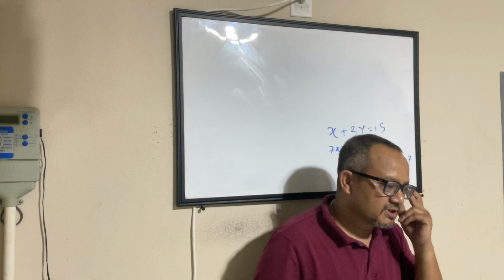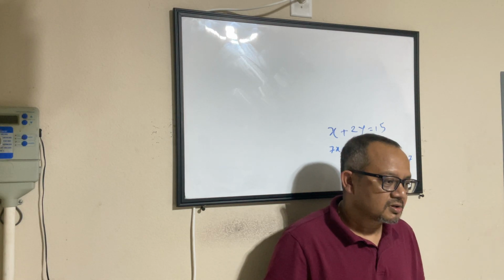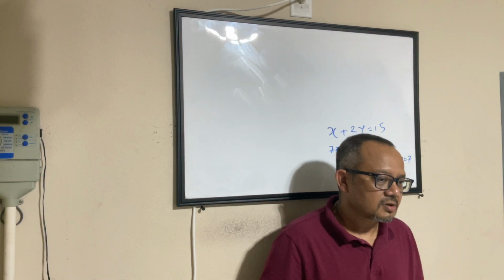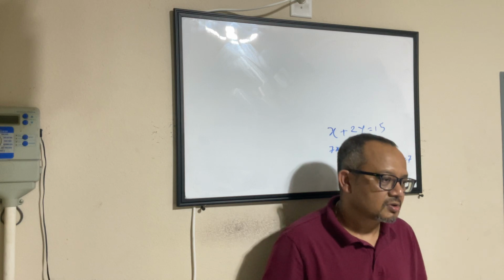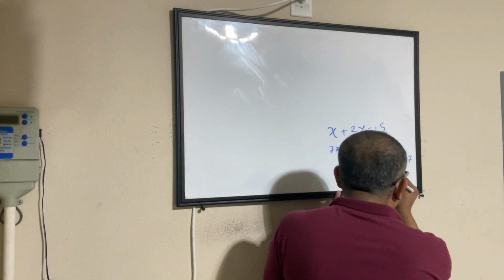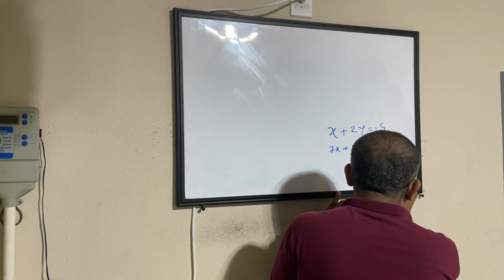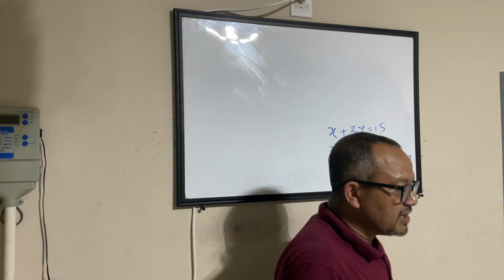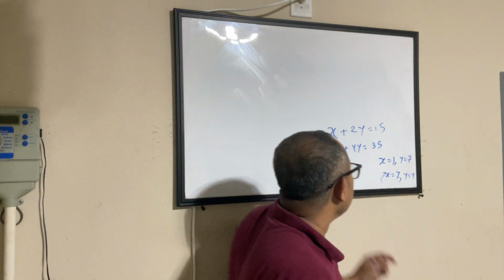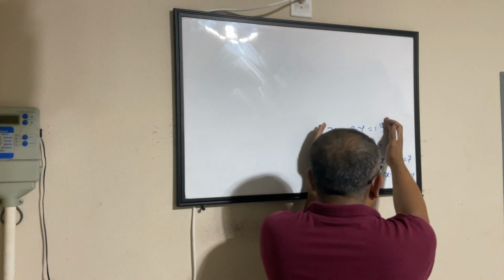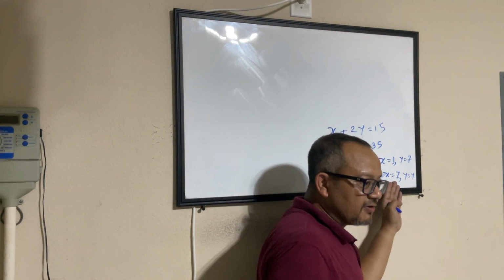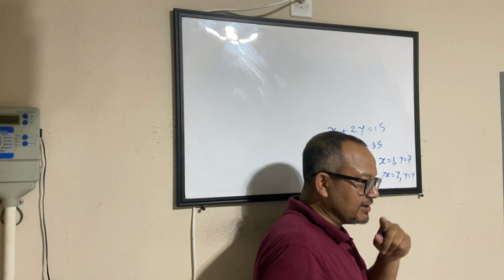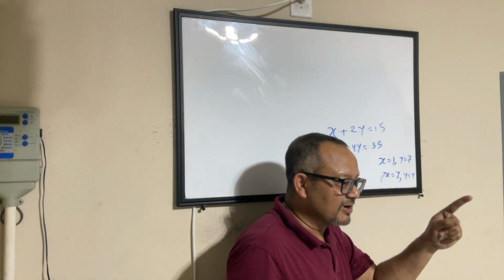Yes, Arya, you were saying something. I did the first one and I got y equals 4 and x equals 7. When you say I did the first one, what does it mean? You have both the equations which you will use for finding the value of x and y. So there is no first one, second one. There will be only one answer.